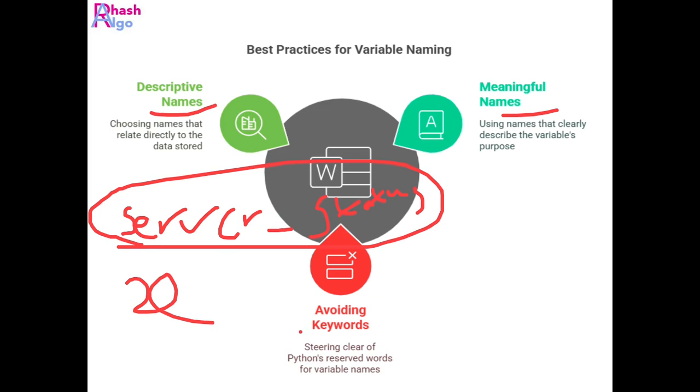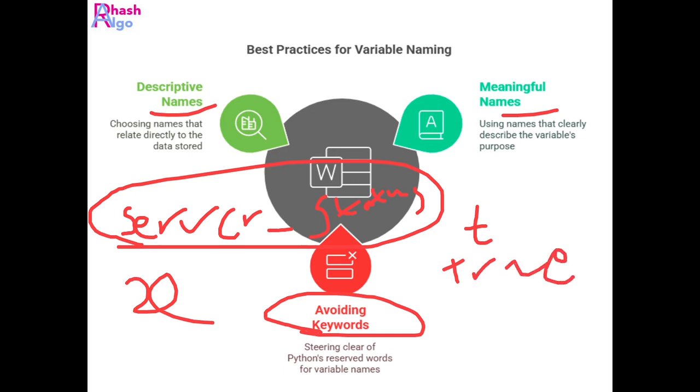Avoiding keywords, this is very crucial, guys. For example, you should not use a variable name like true, false, if, else, which are keywords. There are certain keywords which are available in Python, for example while, for, something like this. You should not use these keywords for your variable names, okay. That's one of the final best practices.